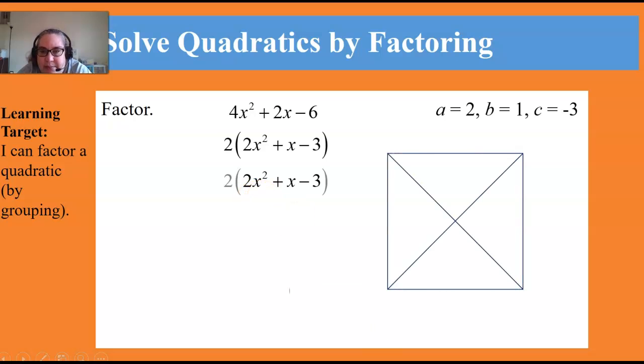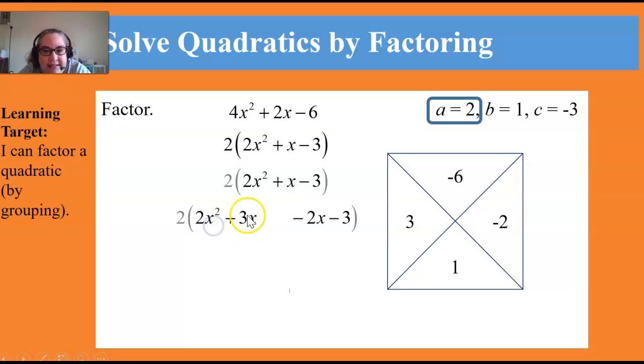So there's my product sum box. I'm looking for a product of negative 6 and a sum of 1. I believe that those two factors would be 3 and negative 2. My product is negative, so one factor is going to be positive and one factor is going to be negative. My goal is to go from 3 terms to 4, so I'm going to rewrite x as 3x minus 2x, because 3x minus 2x is x, but I want 4 terms.